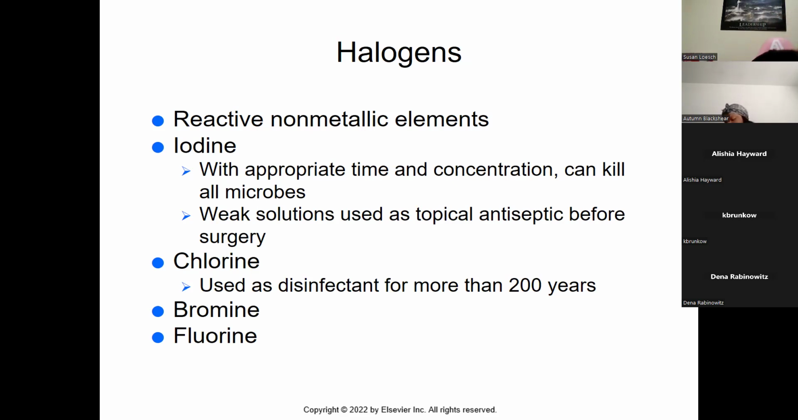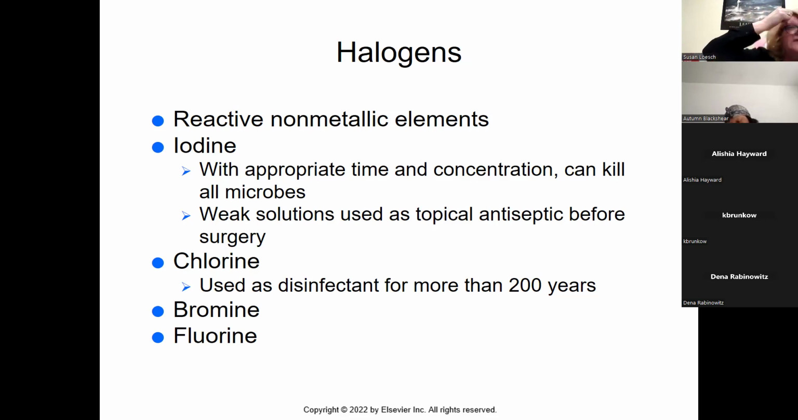Chlorine has been used as a disinfectant for more than 200 years. Again, chlorine comes as a gas, and it's used to disinfect drinking water, pools, and large bodies of waste. And then we have something called hypochlorite, and that's used to disinfect food equipment in the dairy. Also, common household bleach is a deodorizer, stain remover, and a disinfectant.